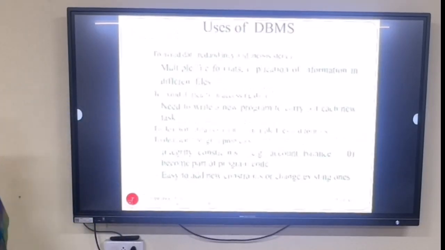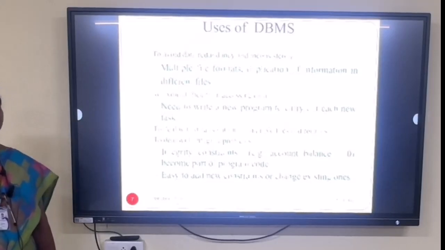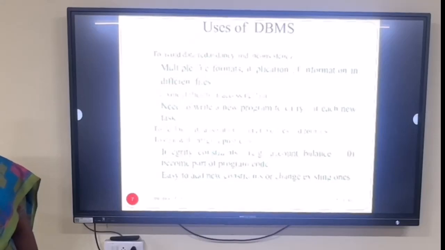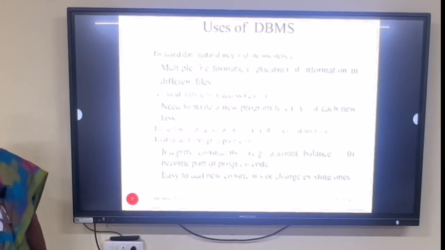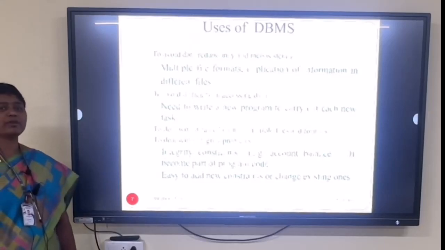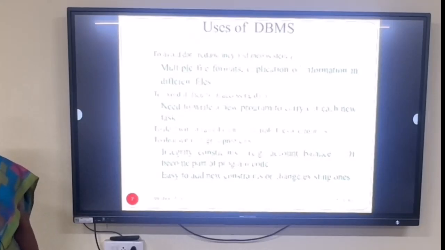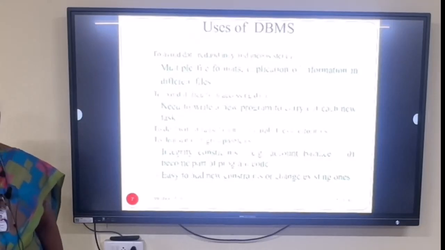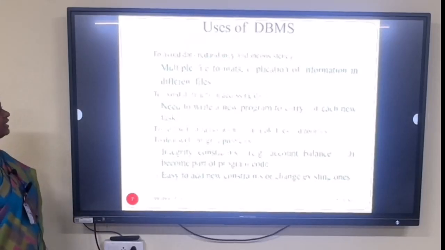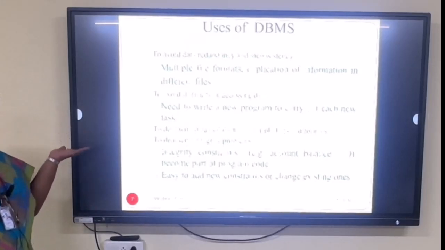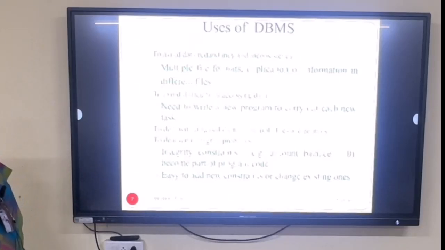Uses of database: to avoid data redundancy and inconsistency. Redundancy in the sense that the data is shown repeatedly, and inconsistency in the sense that the data should be available in the database without any interruption or error. So this will be avoided in DBMS.